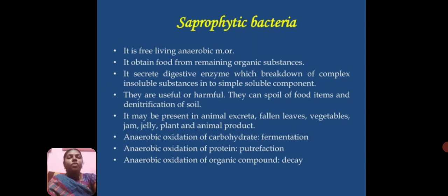Saprophytic bacteria are free living microorganisms. They obtain food from remaining organic substances. They secrete digestive enzymes which break down complex insoluble substances into simple soluble components. They may be useful or harmful. They can spoil food items and cause denitrification of soil. They may be present in animal excreta, fallen leaves, vegetables, jam, jelly, and plant and animal products. Anaerobic oxidation of carbohydrate is fermentation, of protein is putrefaction, and of organic compounds is decay.